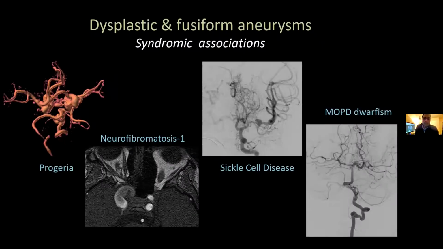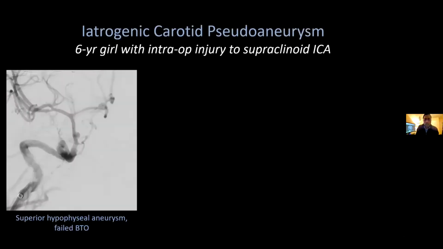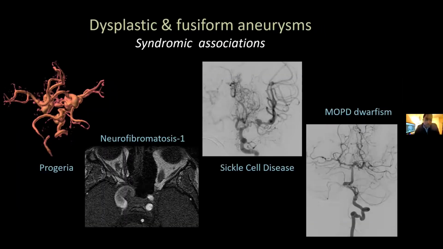In children, you can see these syndromic associations of aneurysms, and you can get these very dysplastic fusiform appearances in conditions like neurofibromatosis, progeria. But you can also get these focal saccular aneurysms in sickle cell disease, in different types of dwarfism like Seckel syndrome, and so on. Now, we published on our non-ruptured syndromic aneurysms a few years back, and most of the time we follow them, and unless they grow in size or they become symptomatic, we tend not to treat them, and they typically tend to do well.